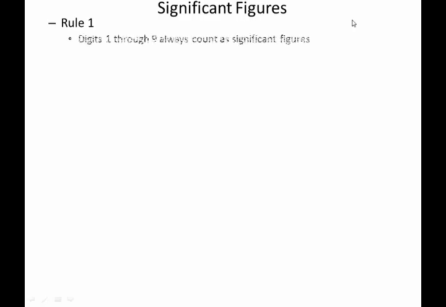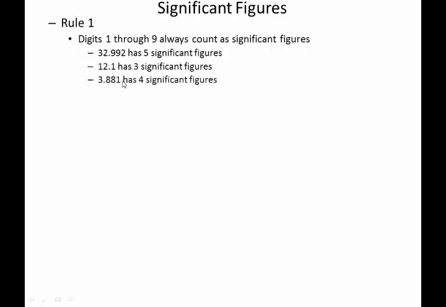So rule number 1 is a nice, easy one. Anything that's a number that isn't 0, so 1 through 9, is a significant figure. We wouldn't write it down if it wasn't measured. So 32.992 has 5 significant figures because there are 5 separate numbers there. It doesn't matter where they are in relationship to the decimal point. This one has 3 significant figures, 1, 2, 3 numbers. This one has 4. Okay, rule number 1 is easy.